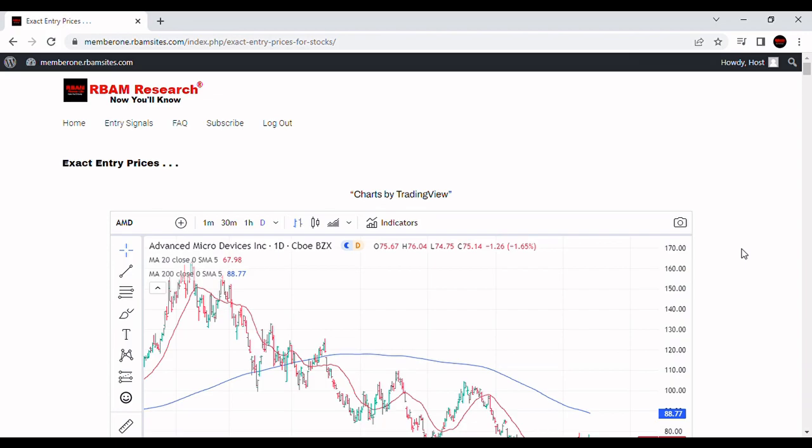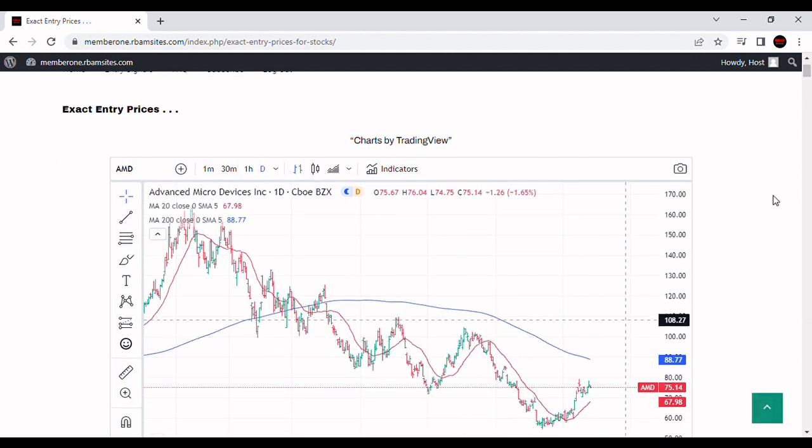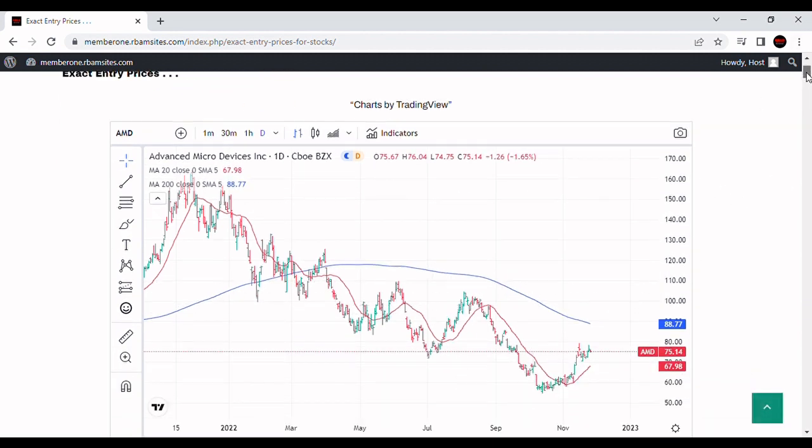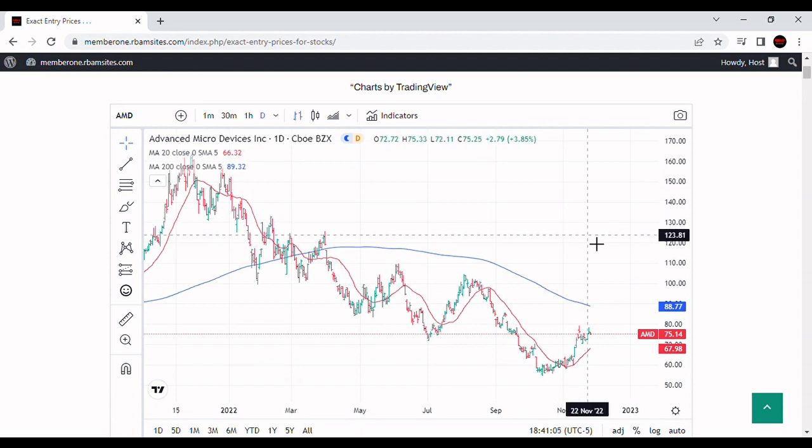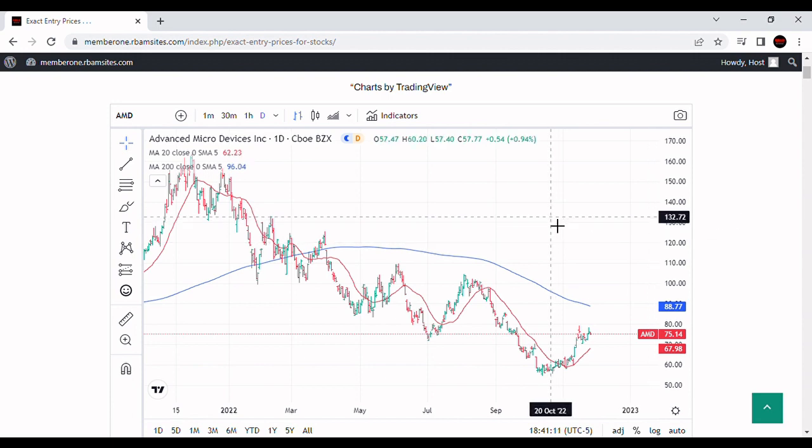We're going to do a video on AMD stock analysis, Advanced Micro Devices. We've got a chart here for you, a daily chart with a blue 200-day moving average. We're going to look at an hourly, a daily, and a weekly chart. Then we're going to look at some algorithmically generated entry prices, and stick with us to the end. I'll show you how to get these algorithmically generated entry prices from RBAM absolutely free.